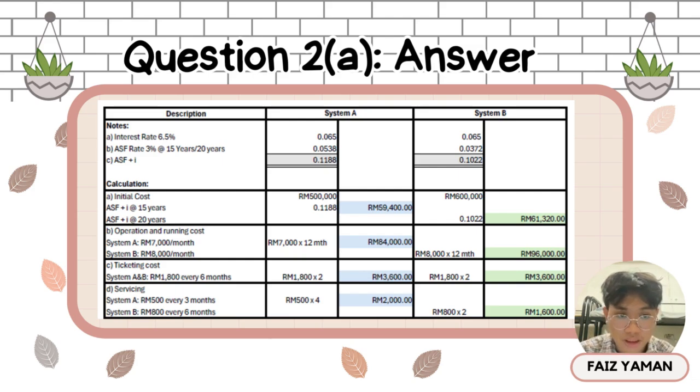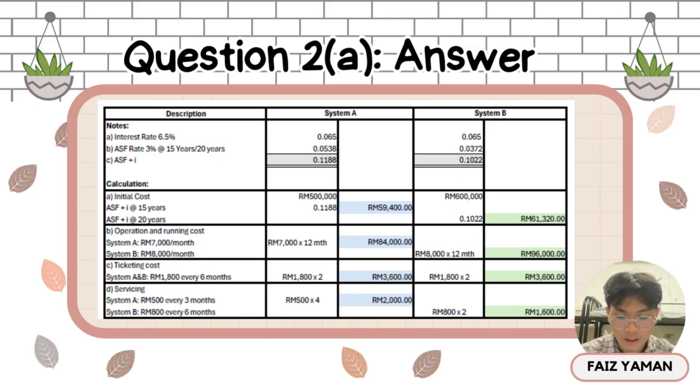So let's start with question A, which is on the initial cost. For system A, the initial cost is 500,000. We times it by the SF plus I value of system A, which is 0.1188, and we get 59,400. Meanwhile for system B, we times 600,000 with 0.1022, and we get 61,320.